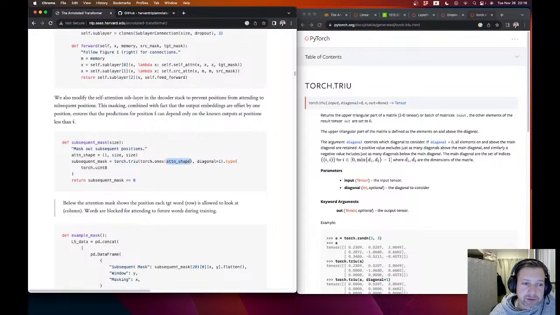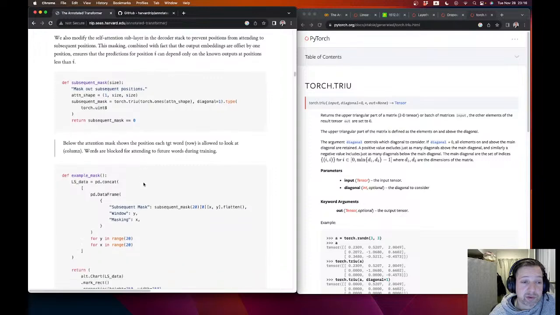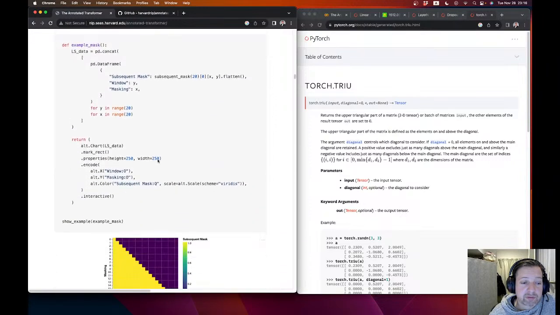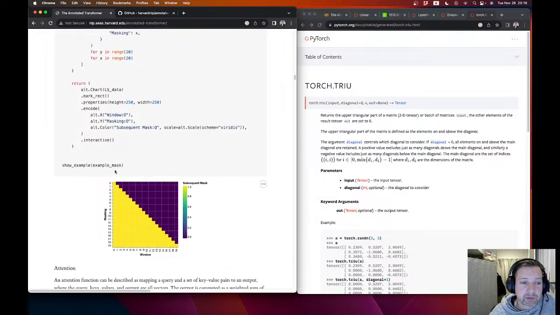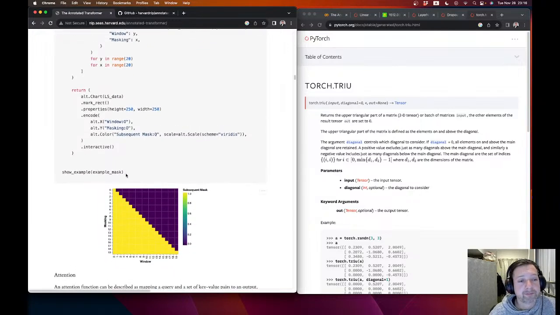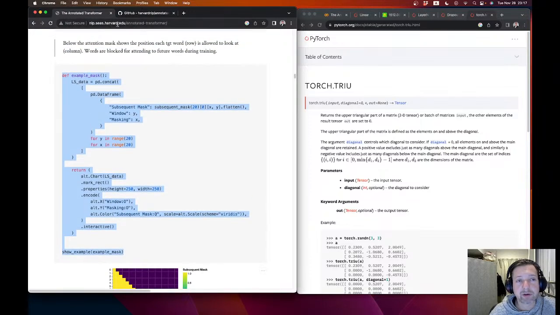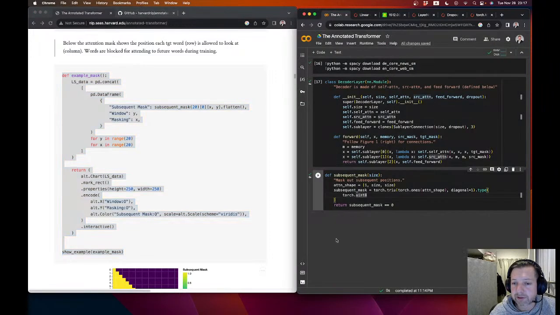And then attention shape. What's attention shape 1? Okay, this is just to determine the size of the tensor. And then this just returns a true false mask that we can use below as the attention mask. Example mask. What is this? Okay, this is just an example. I think it's an example that the author of this particular article added to make this more visual.